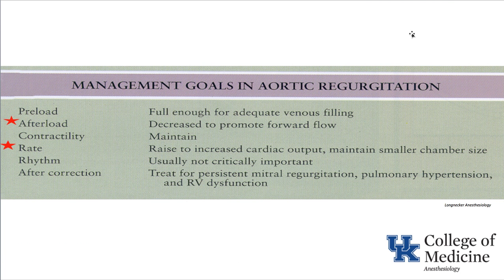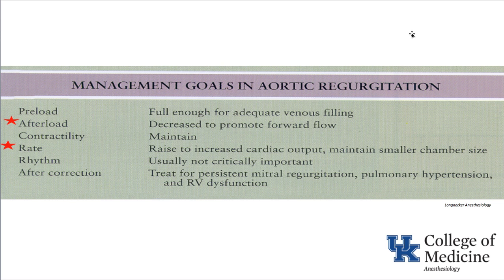So what do we want to do in patients with AI clinically? Well, if the afterload is decreased, there'll be less AI. The pressure in the aorta will be less, and the blood will not go back as much through that aortic valve. So turning on nitroprusside, turning on inhaled agent, which would vasodilate the patient, promotes forward flow. So keep the afterload down.